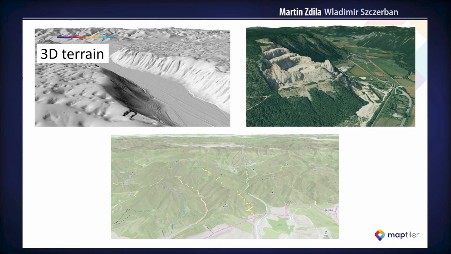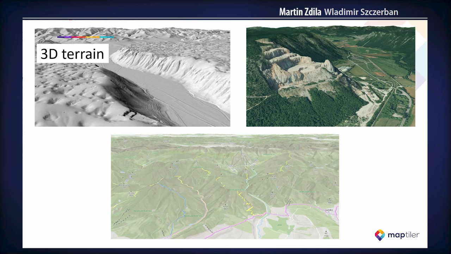Now about 3D terrain. 3D terrain adds 3D functionality, so the maps are no longer flat, but you can visualize the hills, the elevations, the valleys, etc. In this screenshot, you can see three images. You can apply this 3D terrain on all kinds of maps supported by MapLibre, so it means on raster maps and also on vector maps.